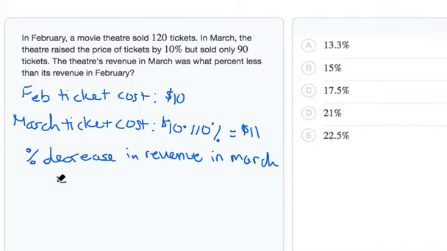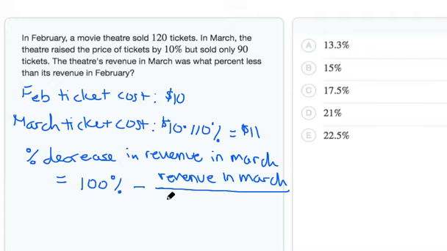And that's going to go ahead and equal 100%, which would be the amount of revenue compared to February, 100% of February, minus the revenue in March over the revenue in February. This would be our equation for the decrease in revenue in March.